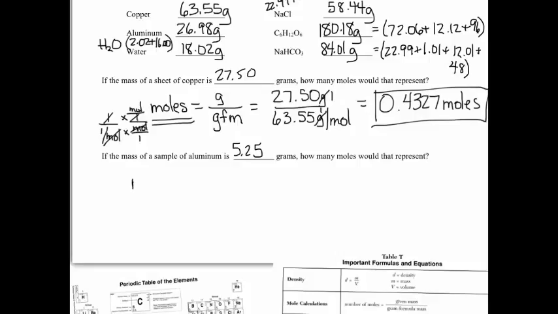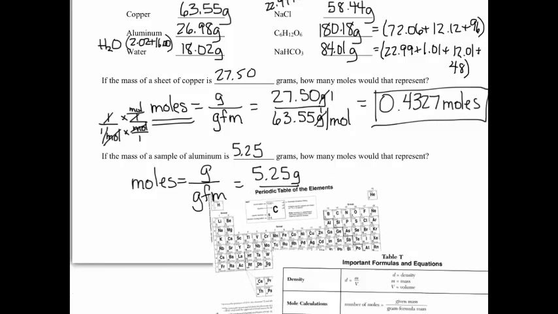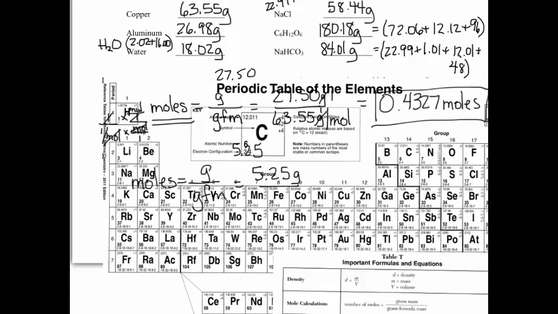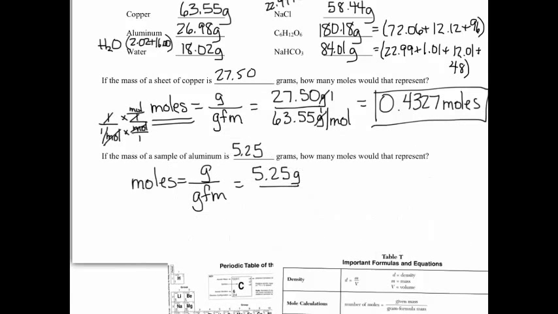So again, we're using our moles equation. Moles is equal to given mass over GFM. Our given mass is 5.25 grams. And then we need the GFM of aluminum. We looked it up a little bit ago, but just to remind you, it's right here. Aluminum is going to be 26.98 grams per mole. And now we can calculate 5.25 divided by 26.98, and that's going to give us 0.19.